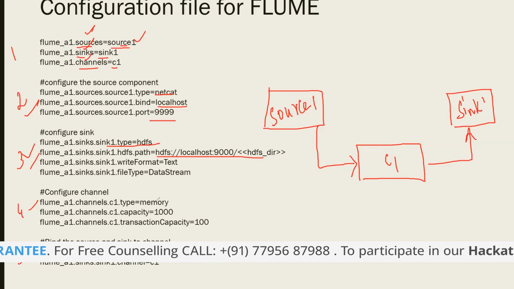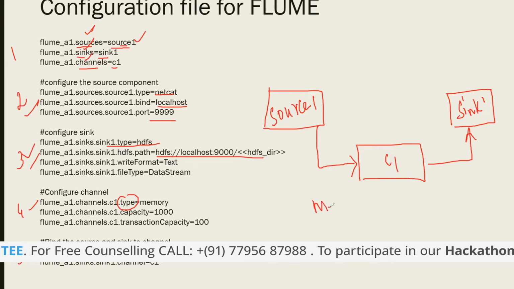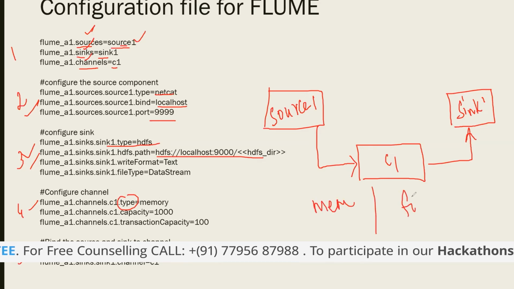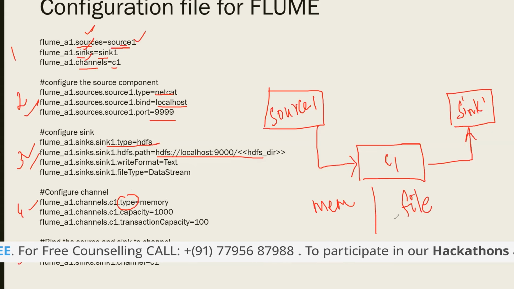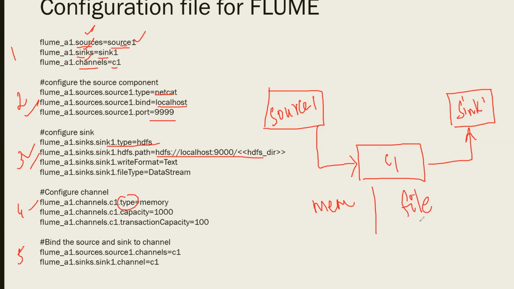And similarly, configure the channel. The channel type will be one of two: one is called the memory channel, another is called the file channel. Both can be used, with a few configuration differences between them. The main difference is, if I go ahead with a file channel and at some point my agent stops, the records that were inside the channel at that point can be retrieved back. If it is memory, it cannot be retrieved back. So the type you specify can be either memory or file.